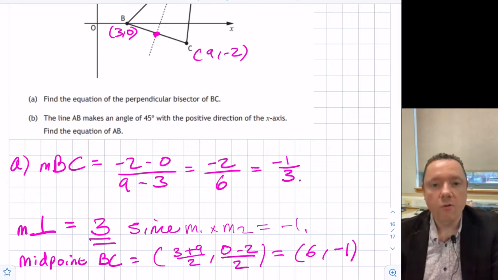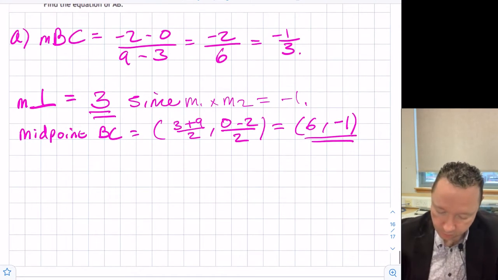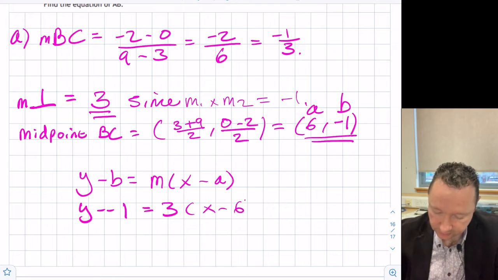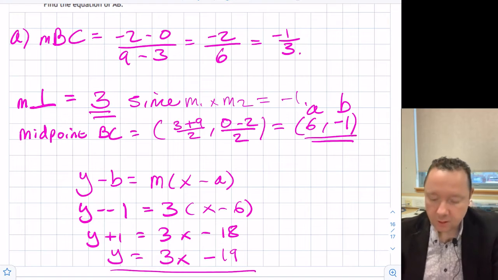We've now got all the information we need to find the equation of the line. We've got a gradient, and we've got a point. So using y minus b equals m(x minus a), call that A, call that B. Y minus 1 is equal to 3(x minus 6). Y plus 1 is 3x minus 18. Or to put it a nicer way, y equals 3x minus 19. So that was part A of the question.